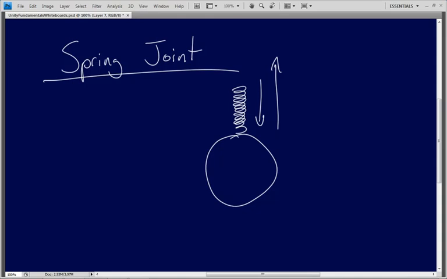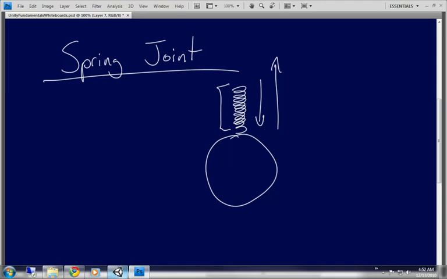Now, the cool thing about it is we can control the length of this spring at rest, kind of like a rubber band. It's almost more appropriate to think of this like a rubber band than like an actual spring, but there's a little bit of play there. Let's take a look at setting one up and I'll demonstrate.